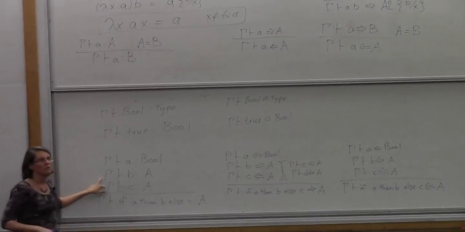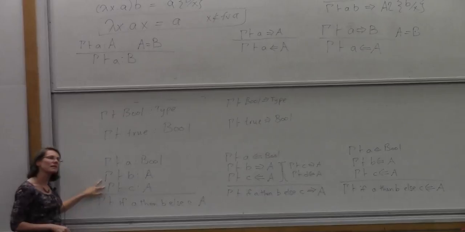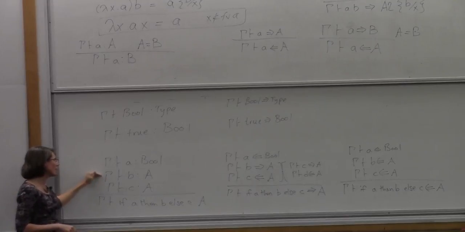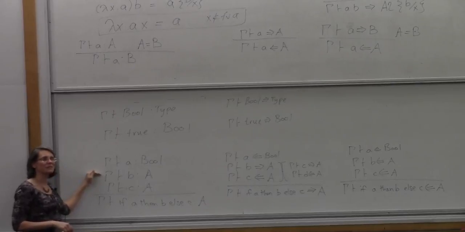Add something to the context for checking B and C. What do I need to add to the context? Something about the value of A. Somehow, when I type check here, I need to know that A is equal to true. How can I tell that to the type system?